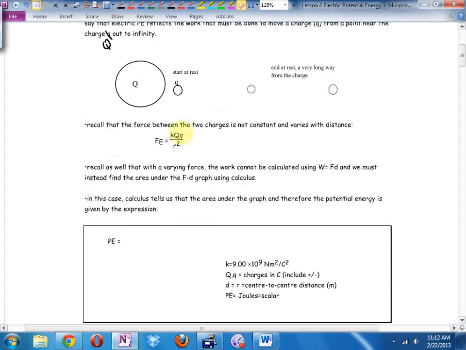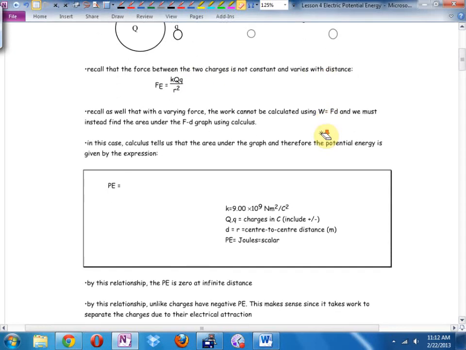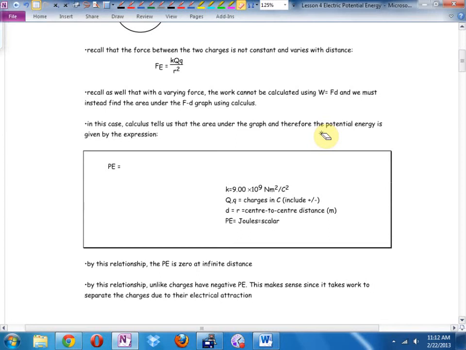Recall, just like with gravity, the force between two charges is also not constant. It varies with distance. What we really need is the area underneath the force versus distance graph, and to find it, we really need calculus. I'm going to give it to you: k, big Q, little q over r. That's electric potential energy. Hey, what does that look an awful lot like? The gravitational potential one, except there's no negative here. The reason there's no negative here is, unlike gravity, stuff can fall up too. So trying to always define it in a certain way doesn't work. But everything else, I think you know.